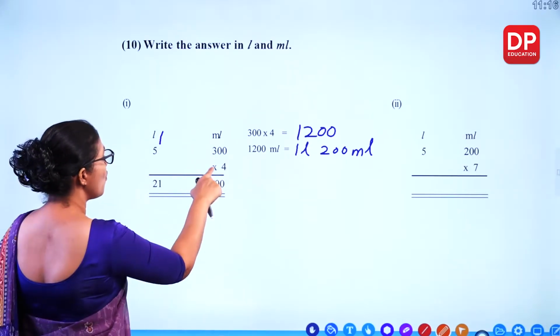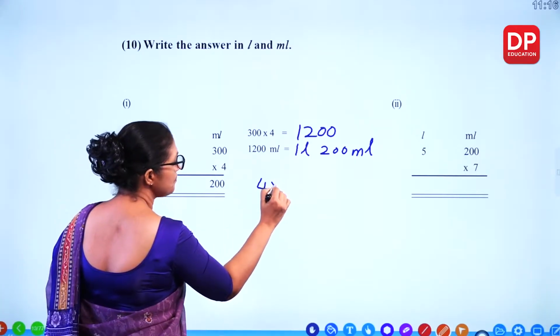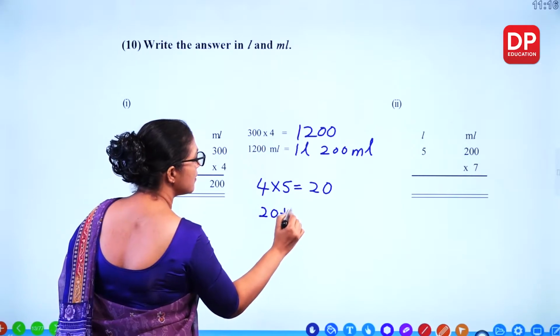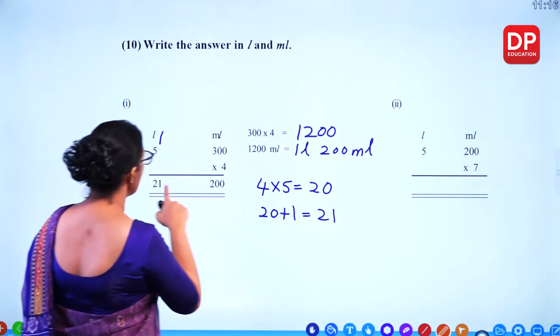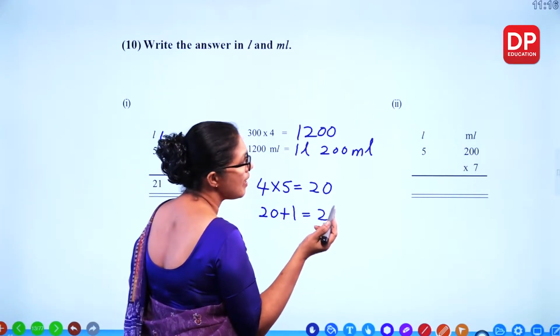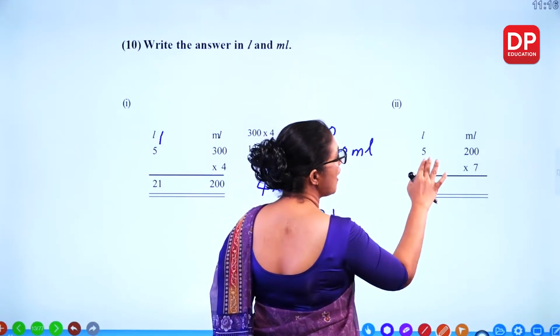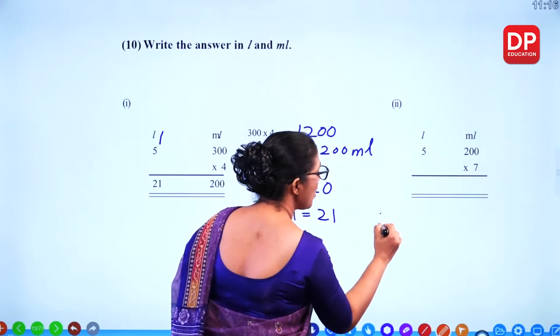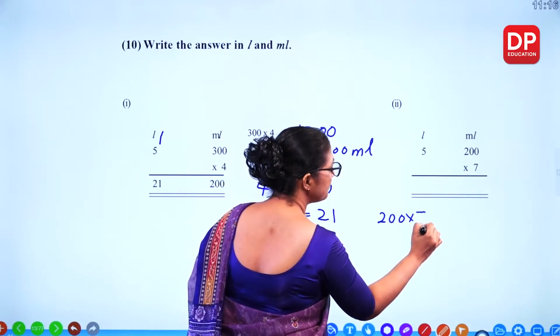Now multiply 4 times 5. You get 20. 20 plus 1, 21. So you get 21 like that. Now we'll take another multiplication. 5 liters 200 multiplied by 7. What is 200 times 7?